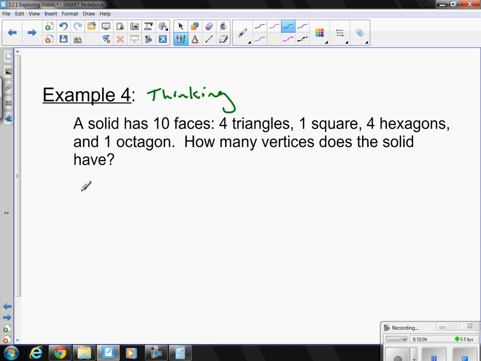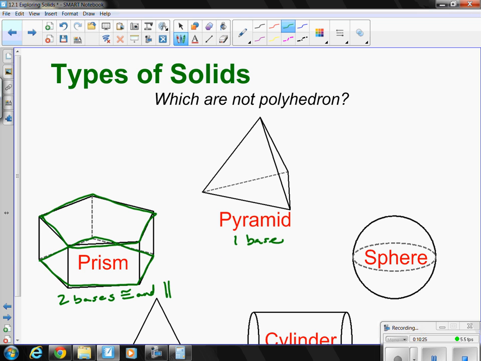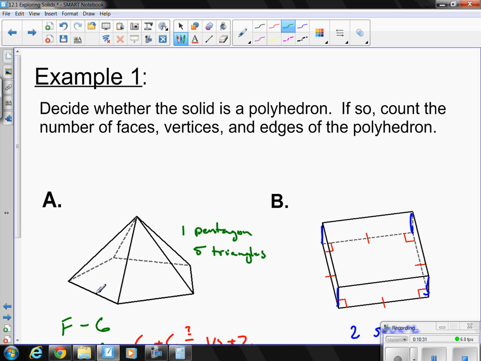First off, we know it has 10 faces. So 4 triangles, 1 square, 4 hexagons, and 1 octagon. We're going to use that to figure out how many edges there are. If you look back to one of these earlier questions, this one, we had 1 pentagon and 5 triangles. If I just told you this, could you figure out how many edges there were?